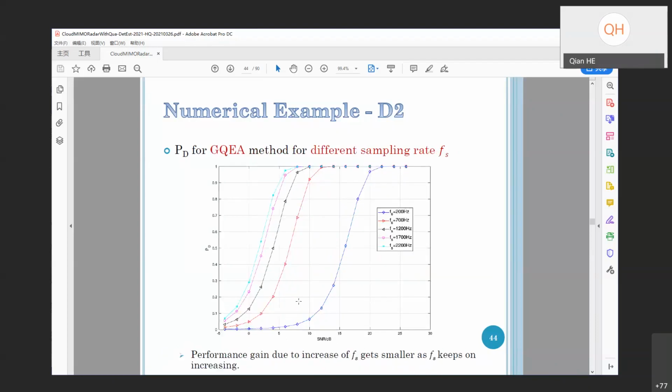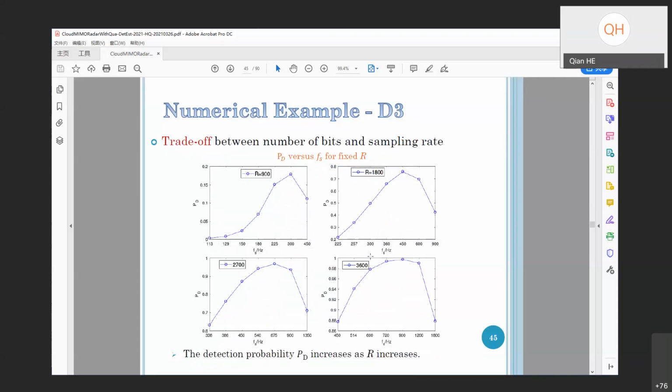So we will need to think about what's the best approach, right? Of course, you want to have an infinite sampling rate, but that will cost you a lot. So you want to find a reasonable value for them. And the most important thing is that the product of Fs and B is fixed for the case of constrained bit rate. So you still have to trade off the bits and the sampling rate, right? Because you want to increase bits and also increase sampling rate. The increase of both will increase the performance, but there is a trade-off between them.